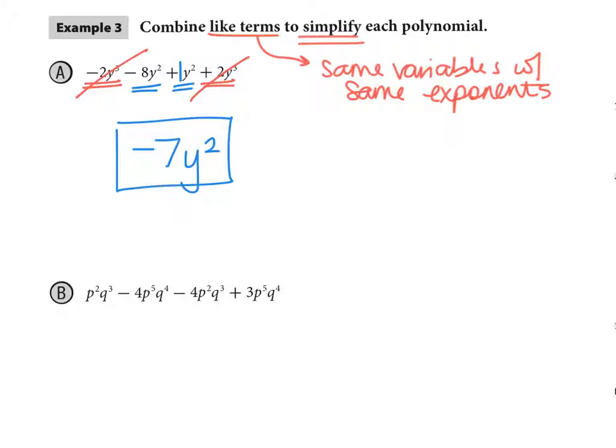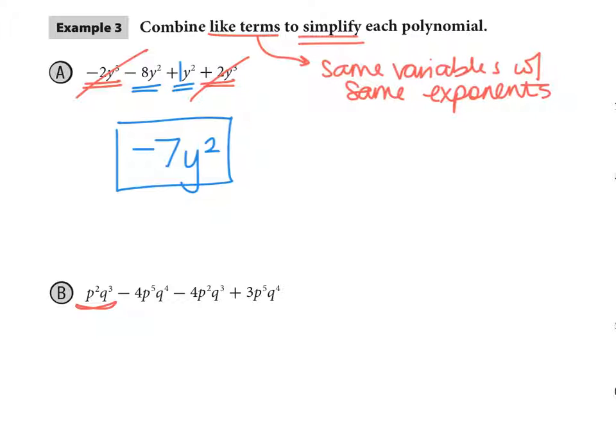All right, let's look at B since it's got a few different letters going on. So notice on B, what we want to do is identify ones that are exactly the same. So here I've got p squared q to the third, which means if I'm going to combine it with anything, I need another p squared q to the third. Even though this next term has a p and a q in it, the exponents are not exactly the same. There's a 5 and a 4, so I can't combine those.